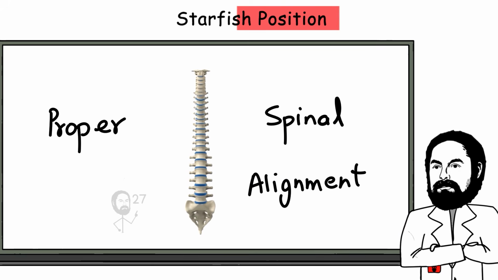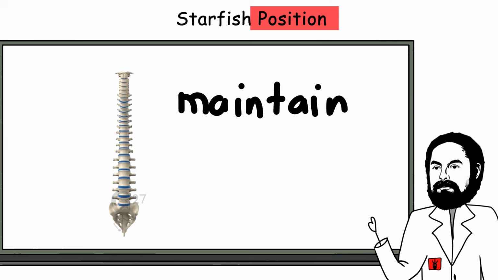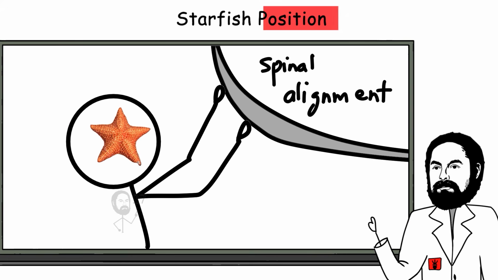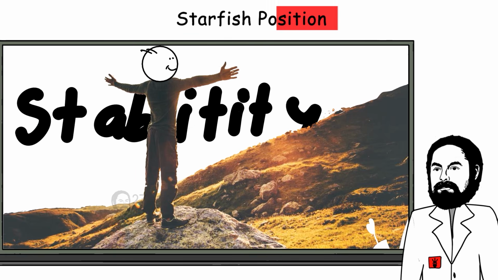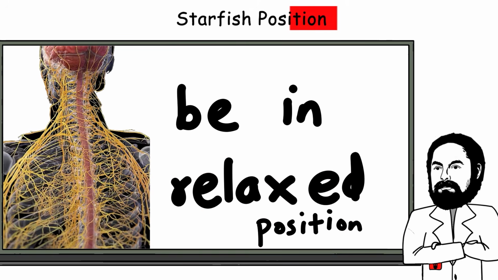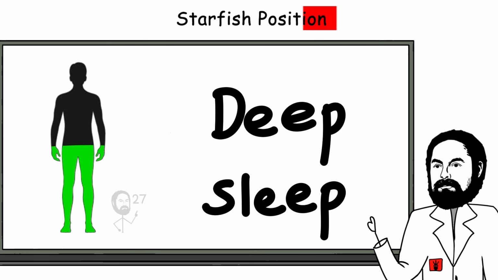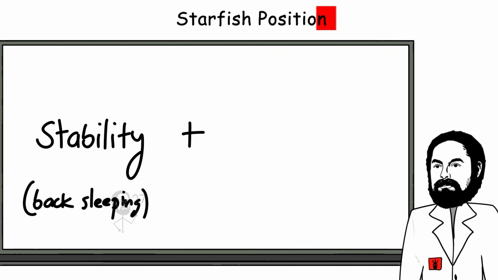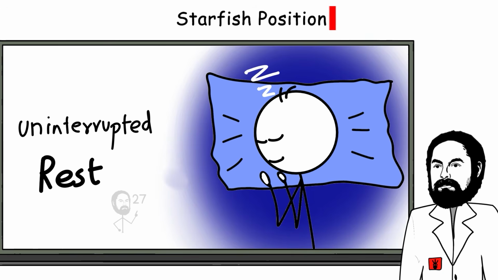Proper spinal alignment is important because it reduces strain on the muscles and joints while allowing the spine to maintain its natural shape, and the starfish position supports that alignment by keeping the spine straight and centered. In addition, the sense of openness and stability provided by the starfish position encourages the nervous system to remain in a relaxed state, which supports deeper sleep stages and the body's natural recovery processes. Overall, the starfish position combines the stability of back sleeping with enhanced comfort, helping promote calm, uninterrupted rest throughout the night.